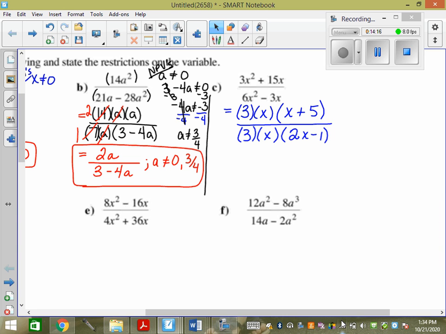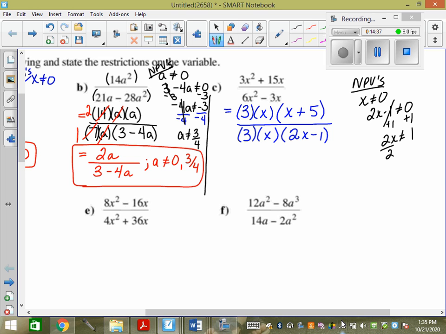Okay. So when I go to state non-permissible values, the 3 doesn't get me anything. The x becomes x cannot equal 0. 2x minus 1 cannot equal 0. Add my 1 over. 2x cannot equal 1. Divide by 2. x cannot equal a half. So there's my two NPVs. I can cross off the 3's and the x's. And I'm left with x plus 5 over 2x minus 1.